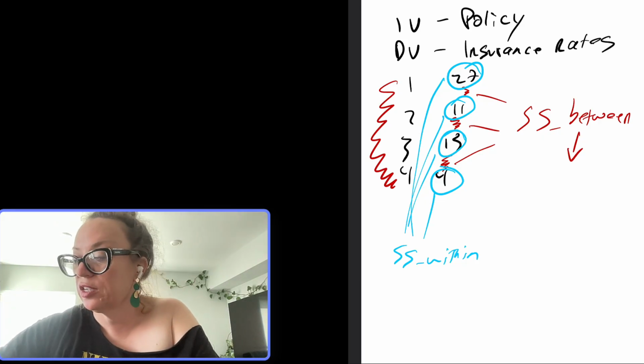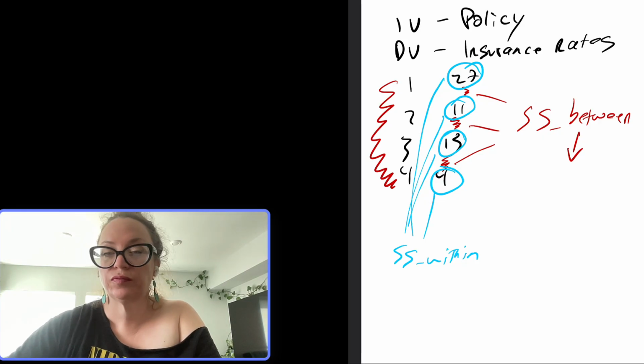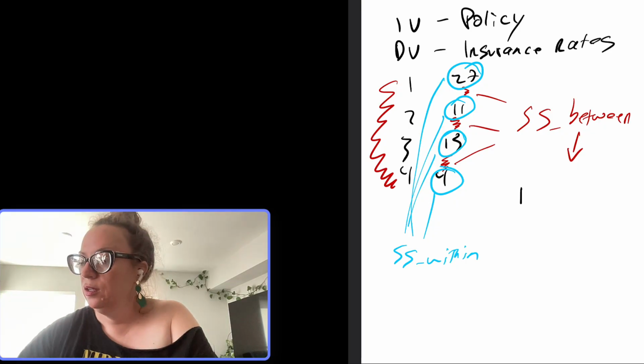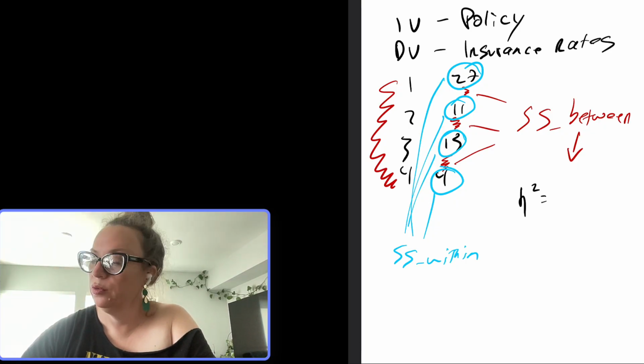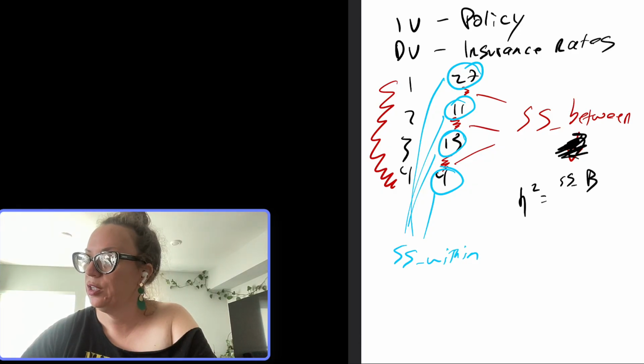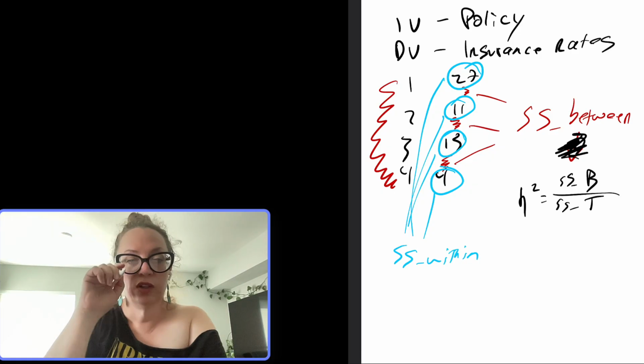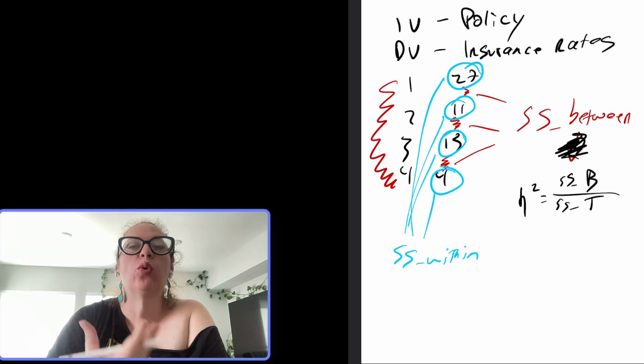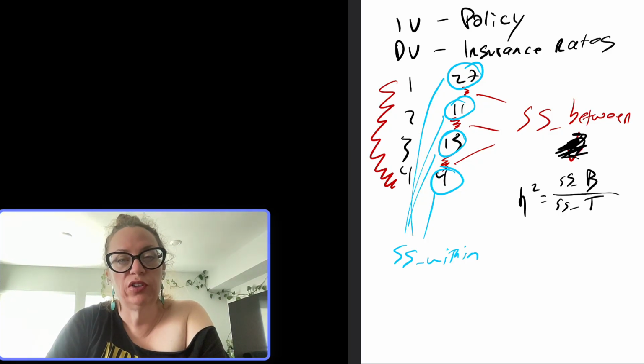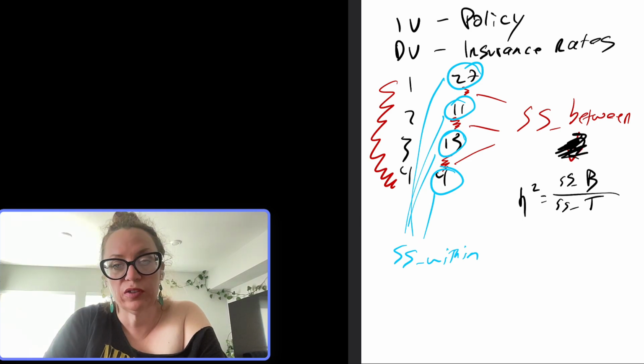So if we go back to eta squared, which is SS between over SS total, it tells you what proportion of all variation in the insurance rates was associated with differences amongst the piracy policies. So what variation is associated with those differences?